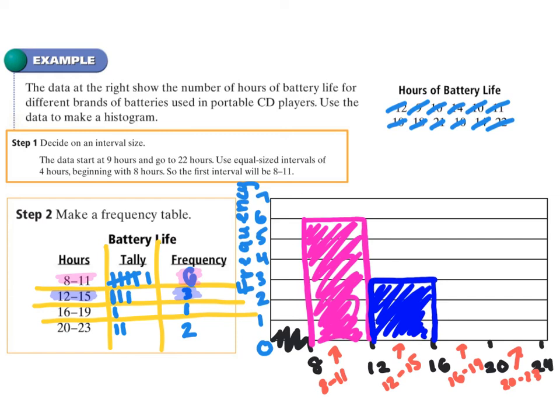Then for the next one, from 16 to 19 should have a frequency of 1. So from 16 to 19, leaving no gaps there, I go up to 1. And then for the last one, from 20 to 23 has a frequency of 2. So I can draw my bar from 20 to 23 up to 2, and you can shade in your histogram.